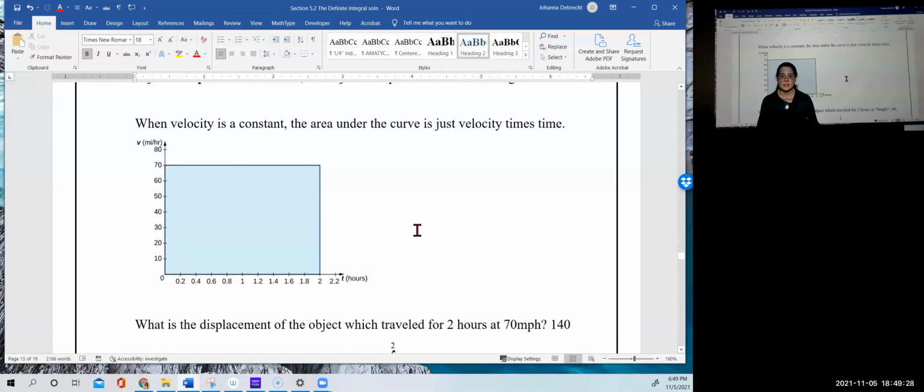If we think about velocity as a constant function, where this line represents the velocity along the vertical axis, and we have time along the horizontal axis, then putting this underneath the curve basically means that we just have velocity multiplied by time. Well, velocity multiplied by time is distance. So that would give us the distance traveled. So this would be the constant velocity of 70 miles per hour times 2 hours of travel, which would give you a displacement for the object of 140 miles from where it started.